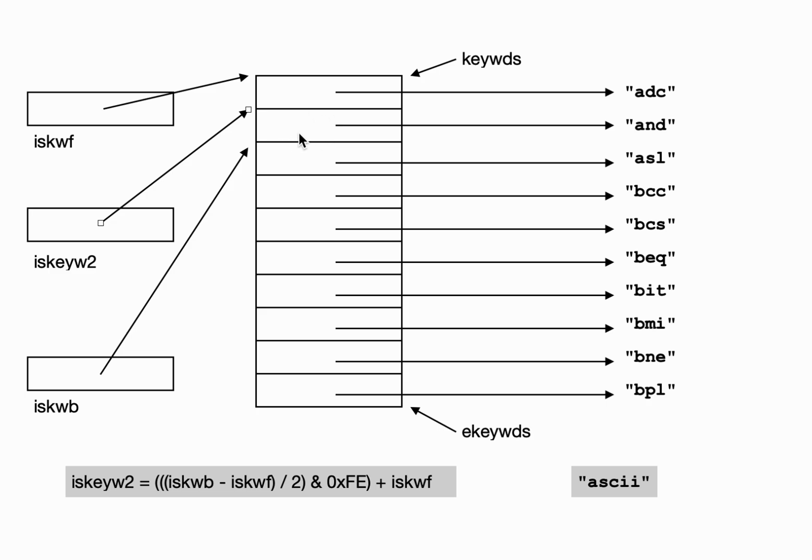But we considered this entry last time. Last time we were looking at these two. So we don't want this entry to be under consideration. So instead, whenever we adjust isKWF, we move it past isKW2 like that. And now we go back to the top of the loop. But the first thing the top of the loop does is it checks to see if isKWF and isKWB are equal, and they are. If they are equal, that means we did not find our name in the table. And so we return and say, no, this is not a keyword.